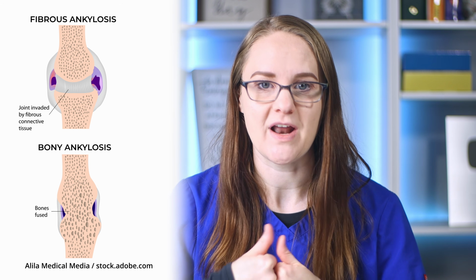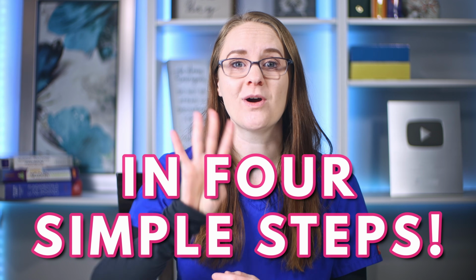They can't move anymore. So over time, that pannus, that extra growth tissue in the joints, can start to invade the surrounding tissue, the ligaments, the tendons, and the bone, causing that ankylosis where the bones actually fuse together and it causes stiffening and immobility. And that, my friend, is the pathophysiology of rheumatoid arthritis in 4 simple steps.